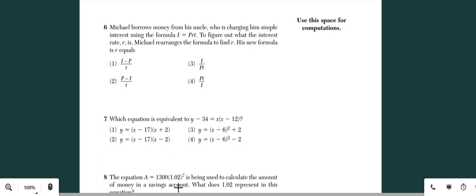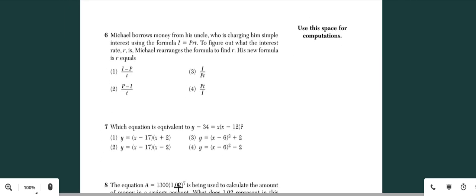Look at the next one. Michael borrows money from his uncle, who is charging him simple interest, very important. You are also provided with the formula for simple interest, I equals PRT, to figure out what the interest rate R is. What is the formula to find R?